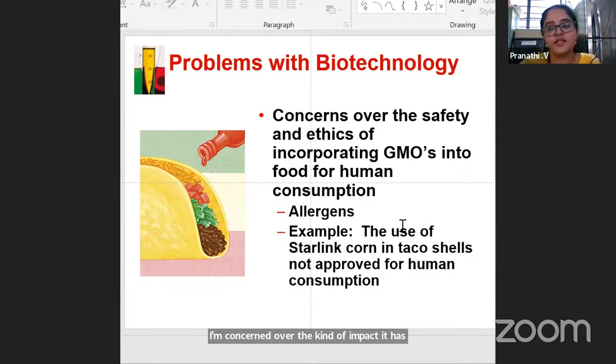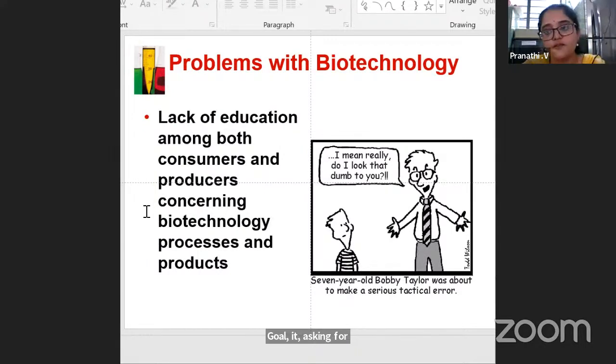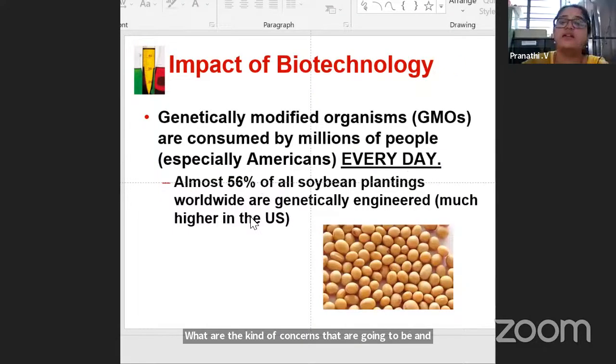Will it produce allergens? An example is StarLink corn in taco shells, which was not approved for human consumption, though it had been produced. What are the kinds of concerns that we are going to face? Awareness is an important aspect. Genetically modified organisms are actually a concern right now. It's only a question of how much of it is made known to us.